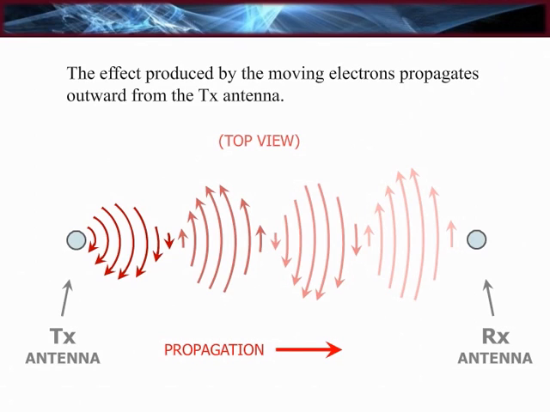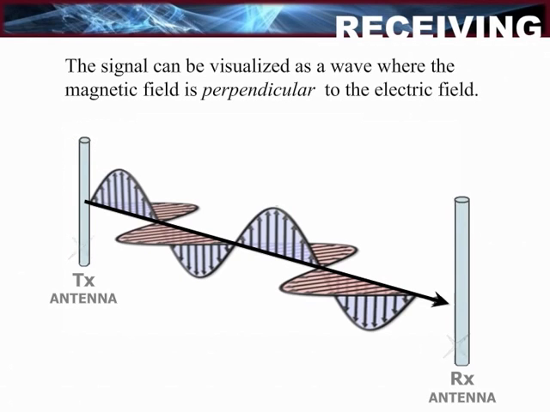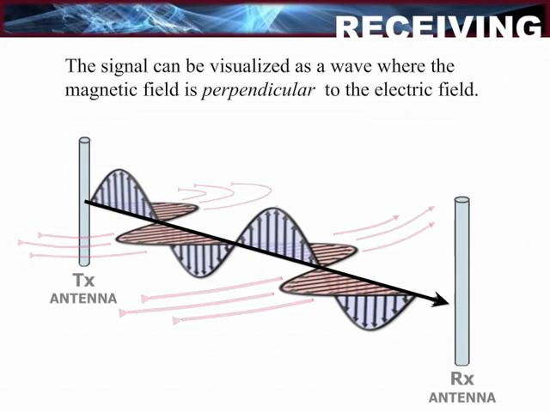In the interest of looking from a different point of view, we are viewing the same system from the top. It can be seen that the effect propagates outward from the transmitting antenna. The magnetic field changes directions and eventually hits the receiving antenna. As mentioned before, the signal propagates as a wave with a horizontal magnetic field component and a vertical electric field component.